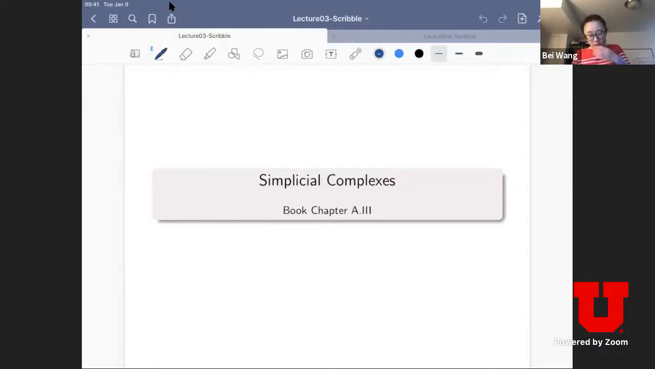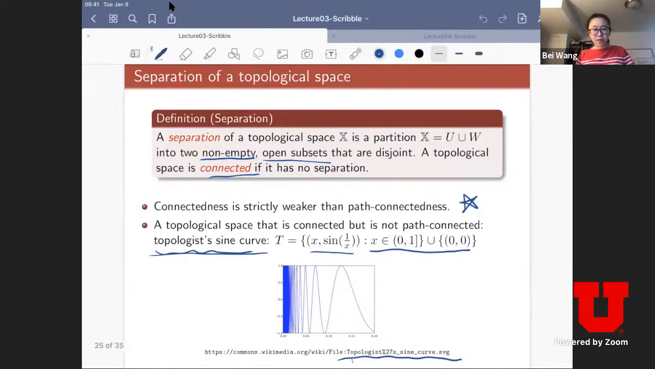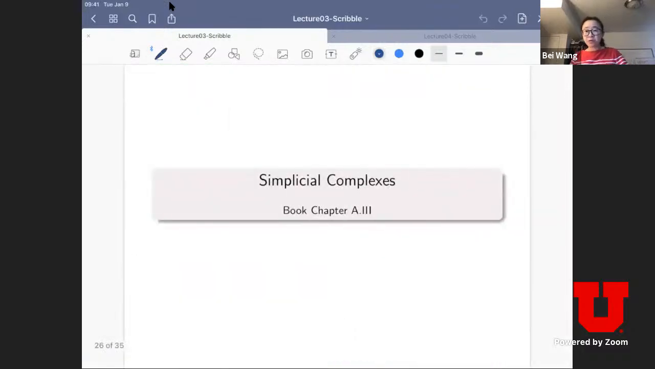All right, so let's start with simplicial complexes. Remember what we started last class is we're talking about separation. What is a topological space? What is the separation of a topological space? Now we're going to move on to the definition of a simplicial complex.